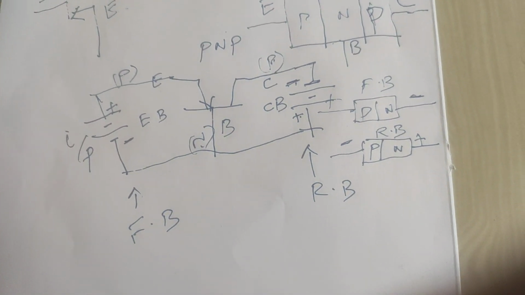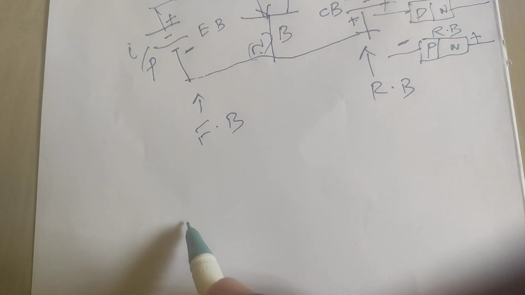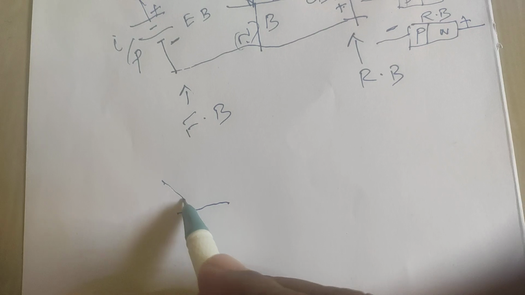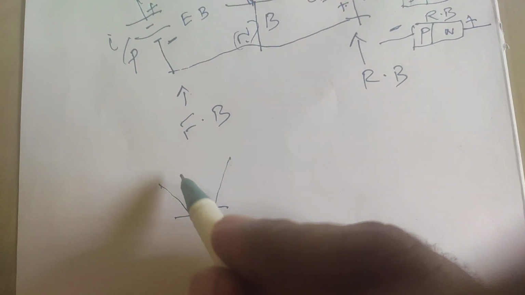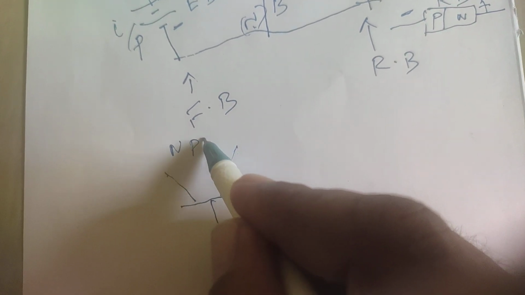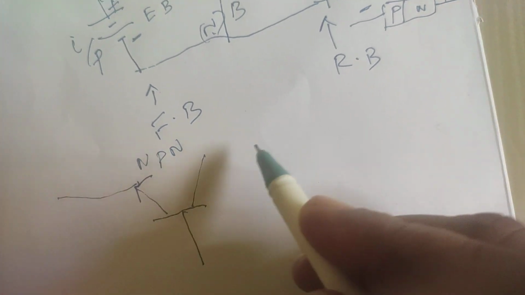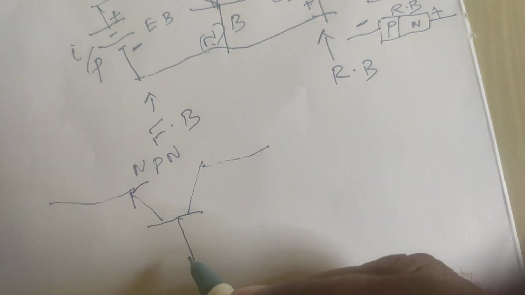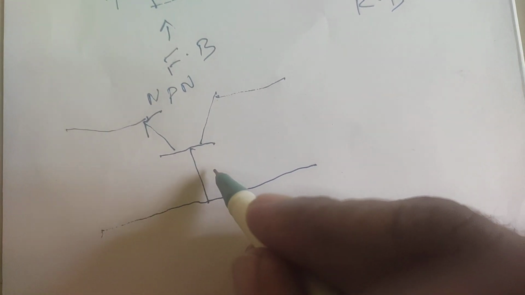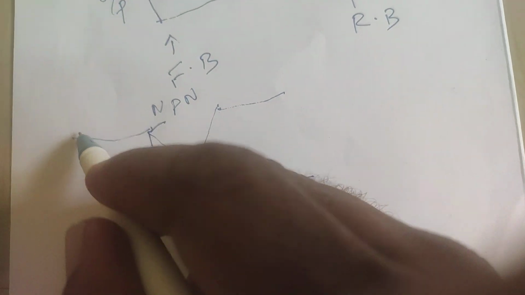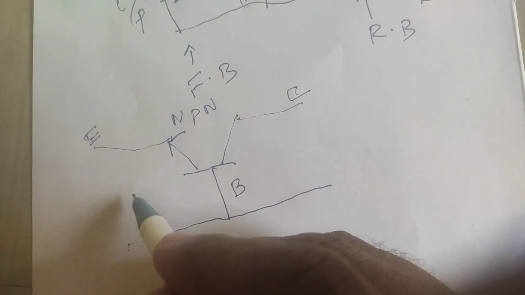Similarly, we can see the NPN transistor. So we have to draw the same diagram, but in the symbol only the arrow we have to change. This is an NPN transistor. The arrow is outward. PNP means the arrow is inward. NPN means the arrow is outward. The base terminal is common for input and output. Emitter is the input terminal, collector is the output terminal.